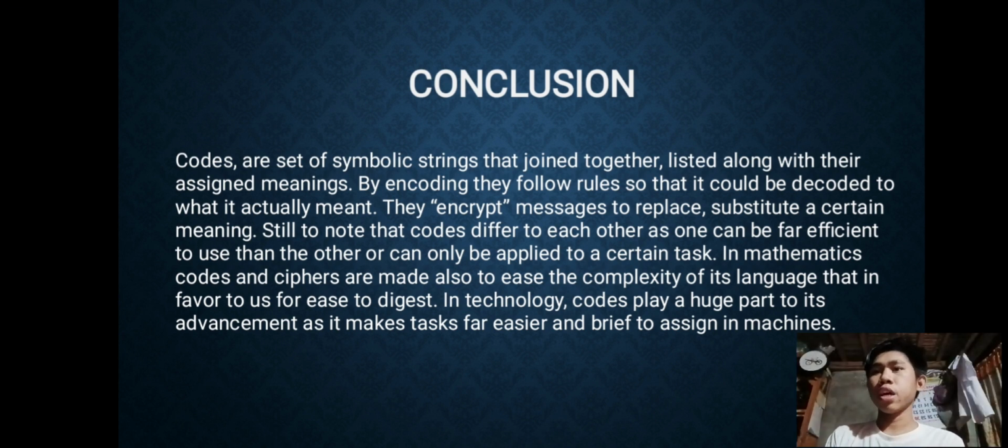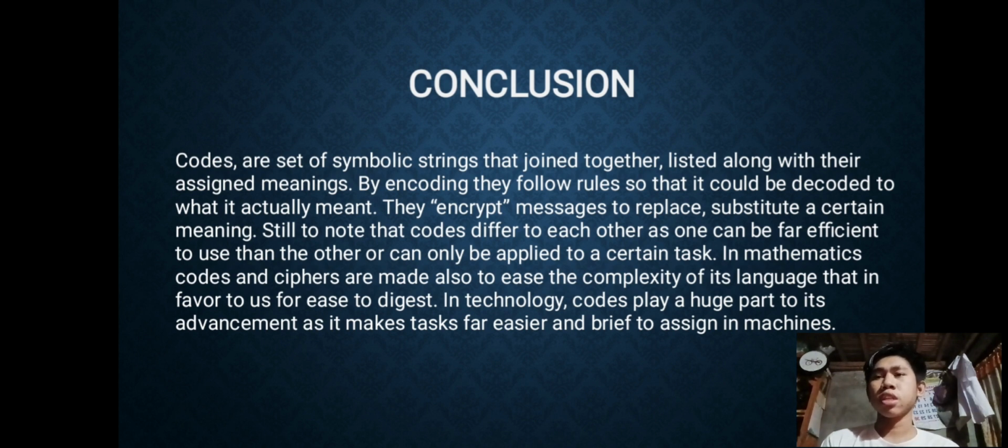Conclusion. Codes are a set of symbolic strings that join together, listed along with their assigned meanings. By encoding, they follow rules so that they can be decoded to what they actually meant. They encrypt messages to substitute a certain meaning. Still to note that codes differ from each other, as one can be far more efficient to use than the other or can only be applied to a certain task.